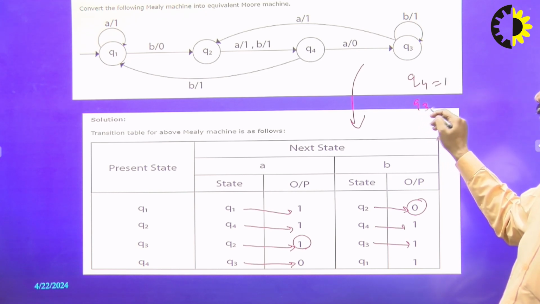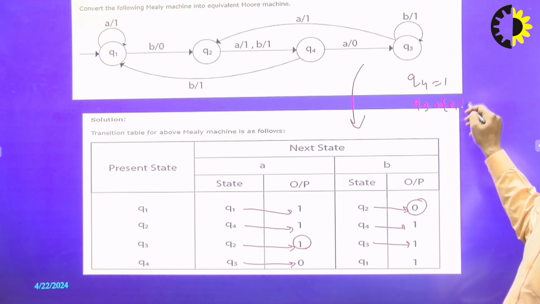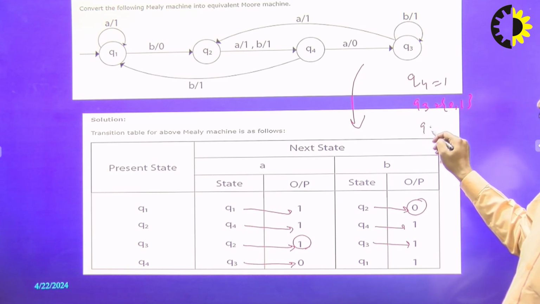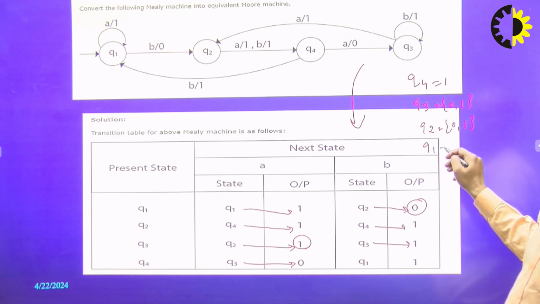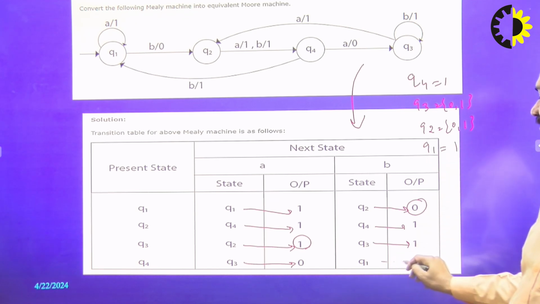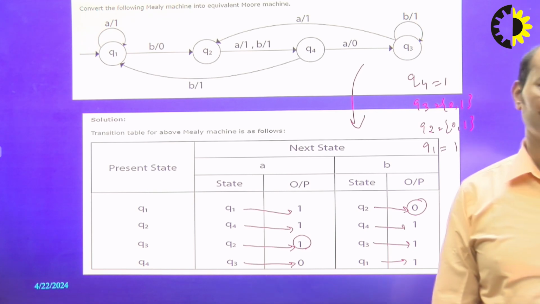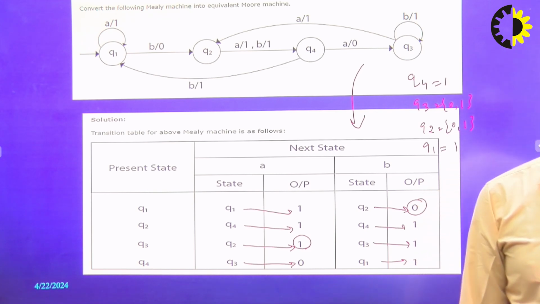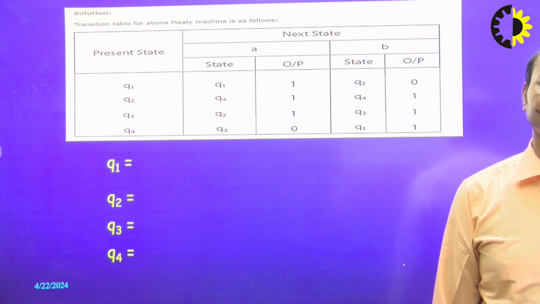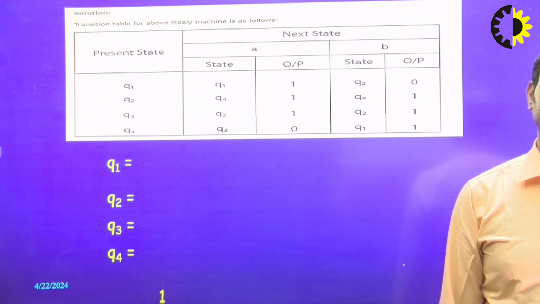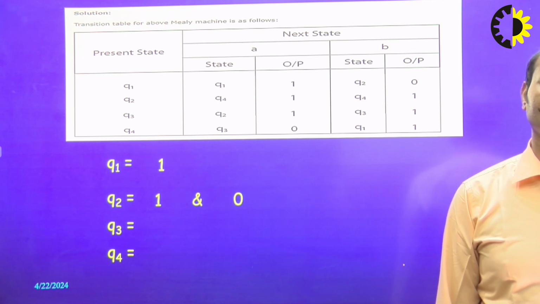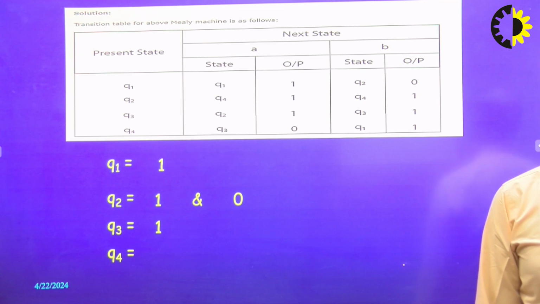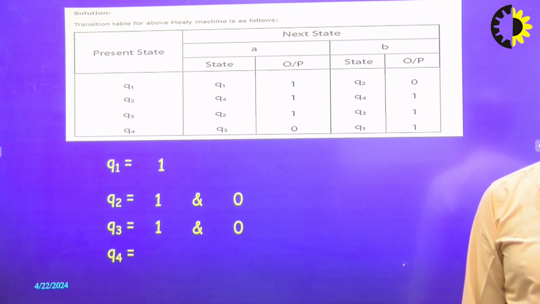What about Q2? Q2 has two different values, that is 0 and 1. What about Q1? Q1 has only one value, that is 1. This is what we have extracted from this particular table. So first, we get that Q1 is equal to 1, Q2 is equal to 1 and 0. And what about Q3? Q3 has 1 and 0, and Q4's output is 1.